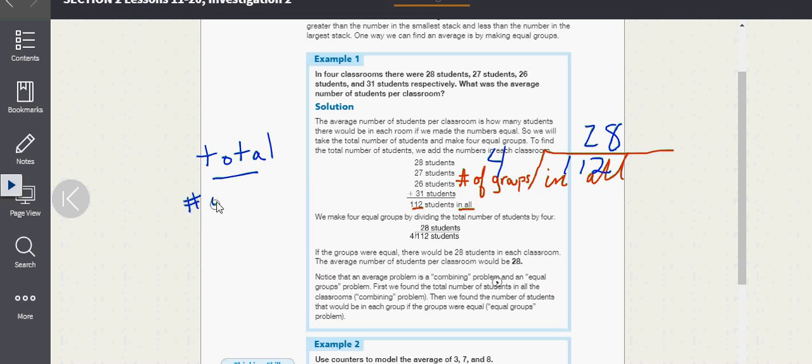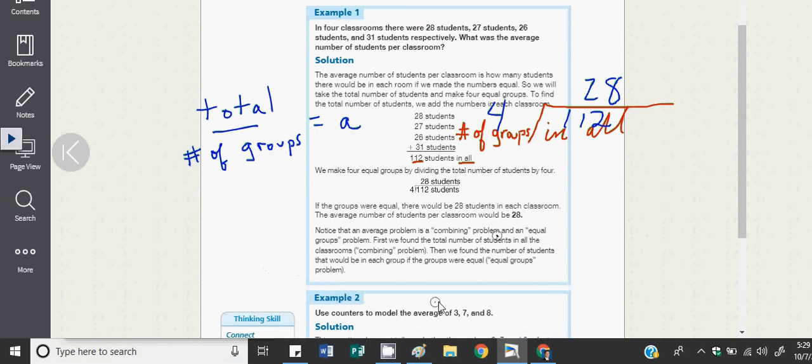This symbol means number of groups. Gives you average. Make sense so far? Example 2 says, what if we had to find just the average? We don't know what they are, but 3, 7, 8. Add them up, get 18, divide by the number of numbers, or number of groups. There were 3, so the average of 3, 7, and 8 is 6.